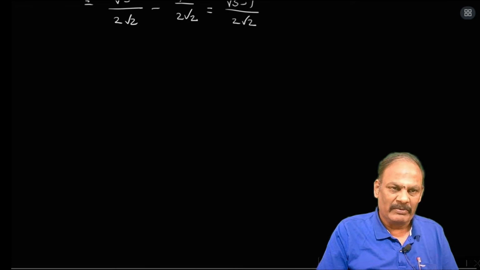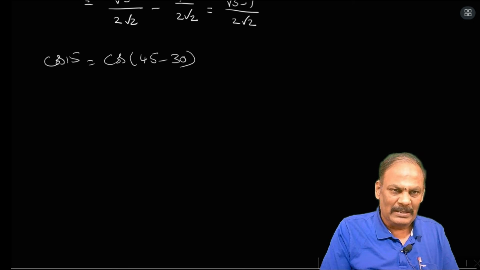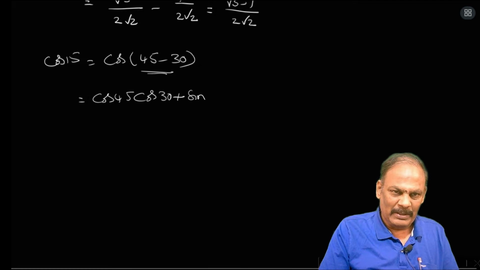Next one, cos 15. That we are taking cos of the other value, 45 minus 30. This time I am taking this. This is in the form of cos of a minus b. Formula: cos a cos b plus sin a sin b.